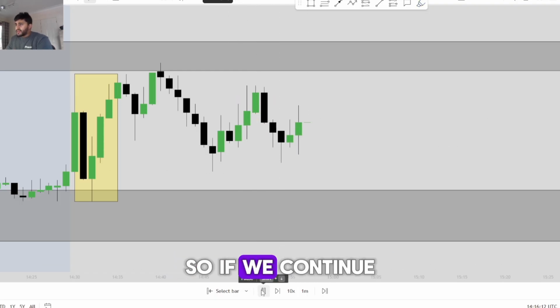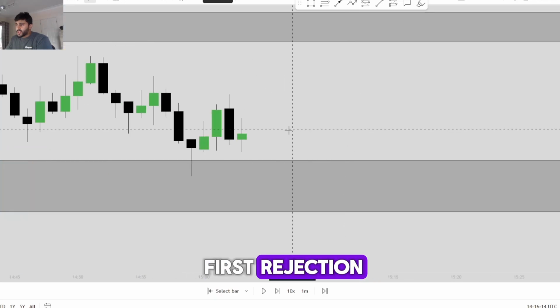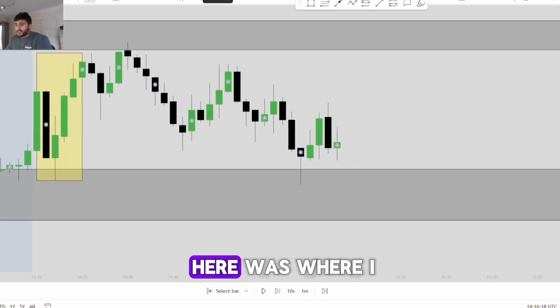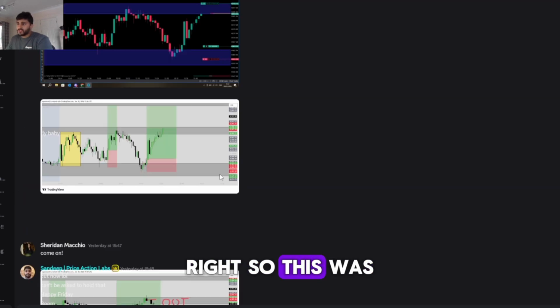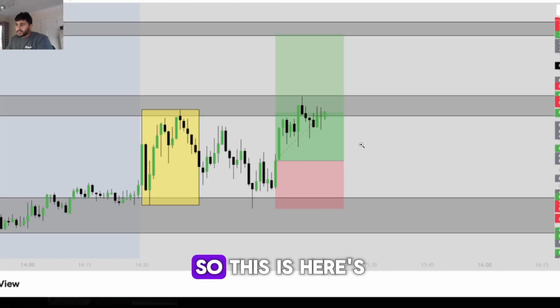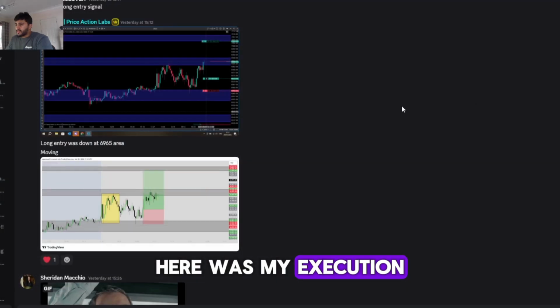So if we continue to play price on, here we have the first rejection, right? Here we have the first rejection. Now, this first rejection over here was where I started to get interested. So this was the first long that I took on. So here's the first long that I took, right? This is now the 15-minute range. This is the 15-minute range. Here was my execution for that day.